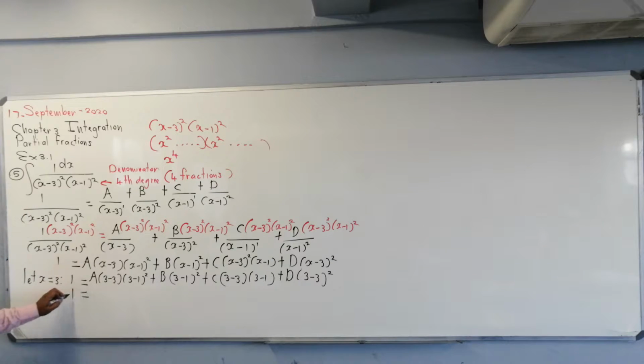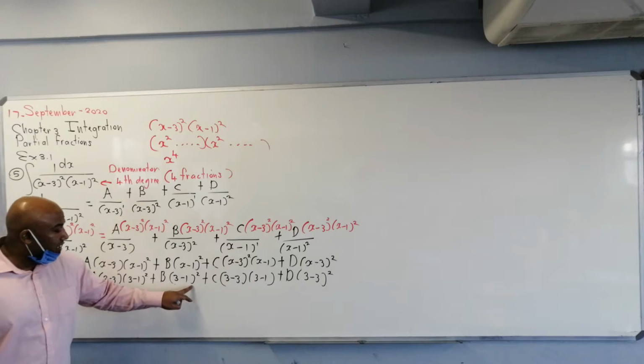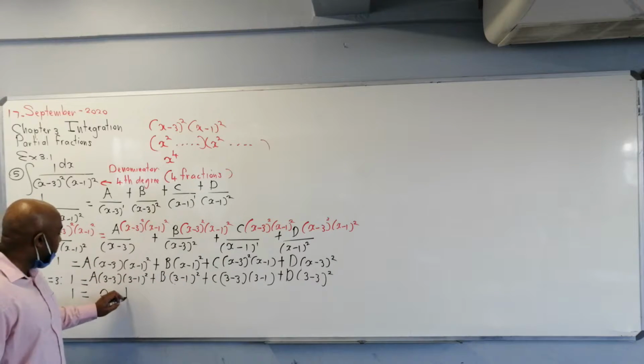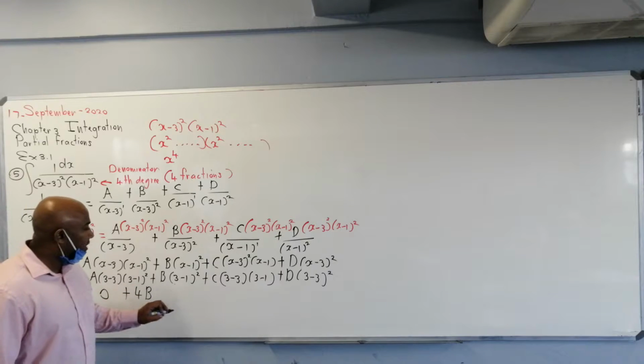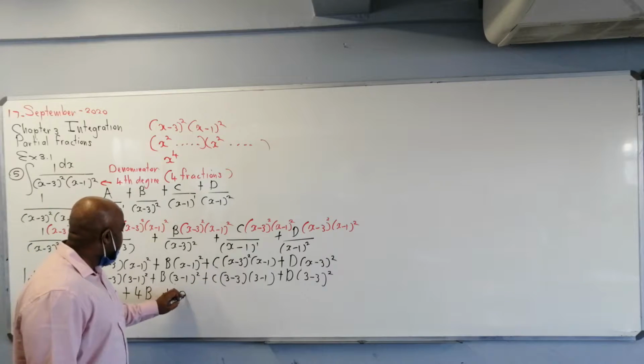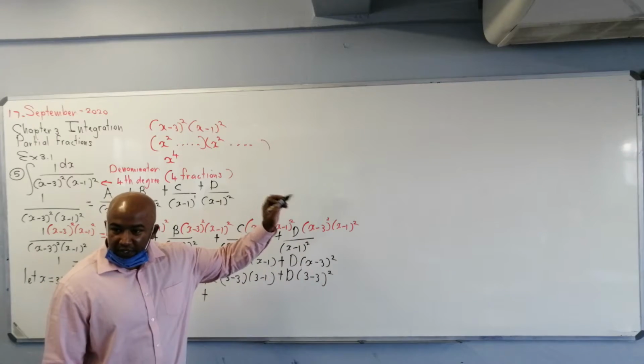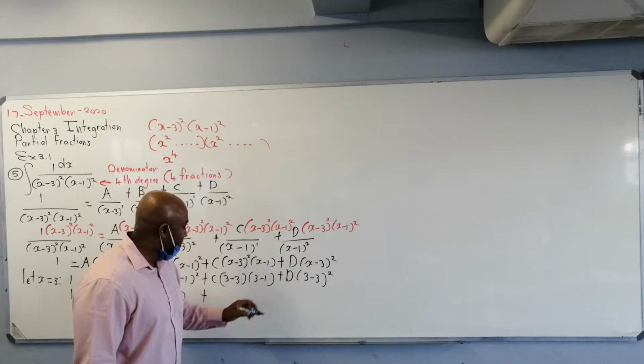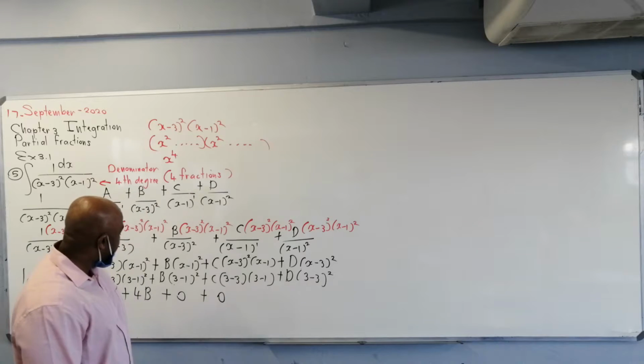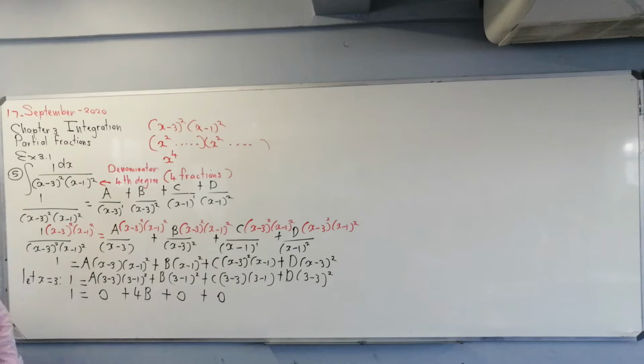So on the left hand side I have 1, on the right hand side this is a 0, 3 minus 1 is 2, 2 squared is 4, so I got 4B, 3 minus 3 there, 0, 0 times anything is 0, 3 minus 3, 0, 0 squared is 0, 0 times anything is 0. You don't have to go and write all those down, but just for the first example that you can see.